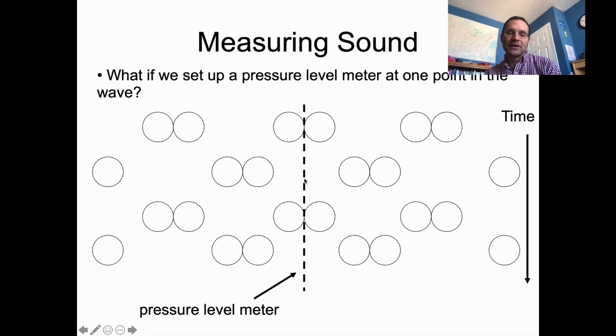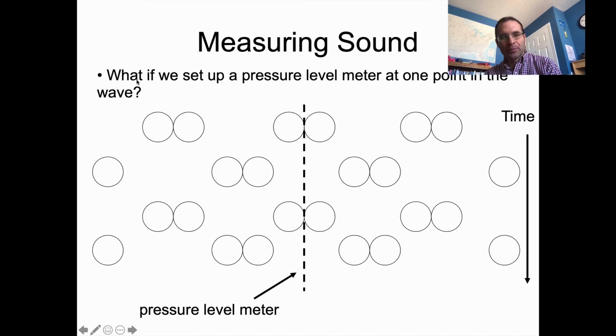And then we get these alternating patterns of high pressure, or compressions, followed by rarefactions, and then another compression, followed by a rarefaction, so on and so forth. I'm moving in time this way, so this is earliest to latest. And let's say we have our pressure level meter here at just one spot, and it's recording these sorts of fluctuations in air pressure as it goes through time.